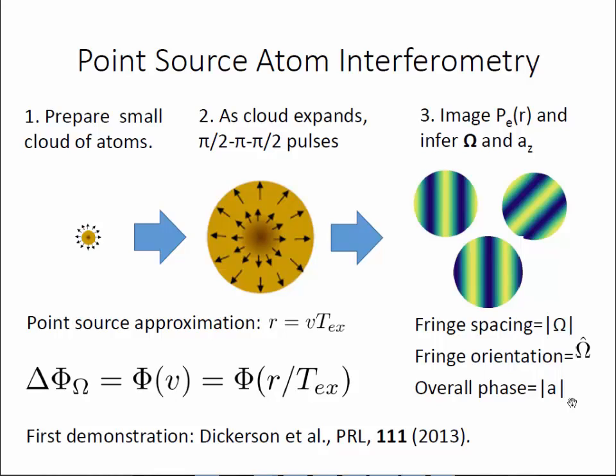So what we're going to do in this experiment is image the cloud and look for spatial variations in the transition probability. What I should see is a spatial fringe pattern where the spacing of the fringes tells me about the magnitude of the rotation rate, and the orientation of the fringes tells me about the direction of the rotation rate. Then the overall phase tells me about the acceleration. This technique was first described in a paper from Kasevich's group, where they gave it, I think, a very brilliant descriptive name, point source interferometry.